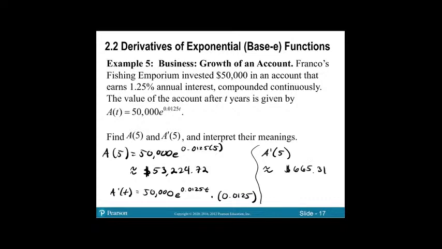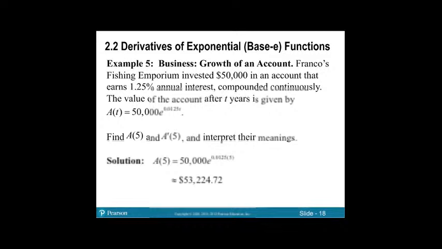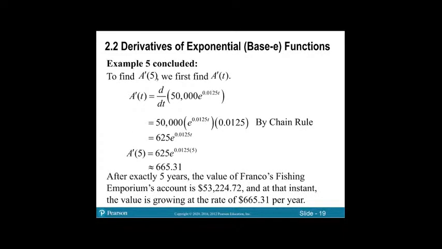Let's see. Here. And let's just see what's going on. So the future amount is at $53,224.72. And then 665, right? So after 5 years, the value of Frankel's Fishing Emporium is that 53,224.72. At that instant, the value is growing at a rate of $665.31 per year. So that's the instantaneous rate of growth. Okay. I think that's it there.